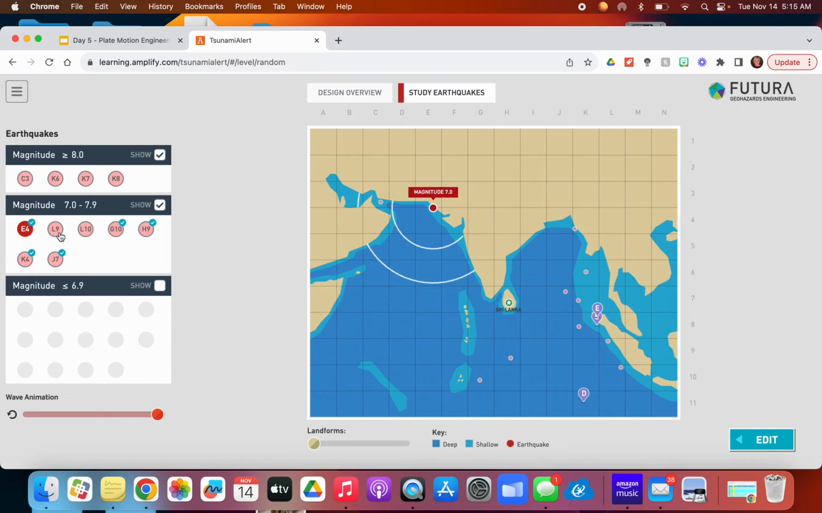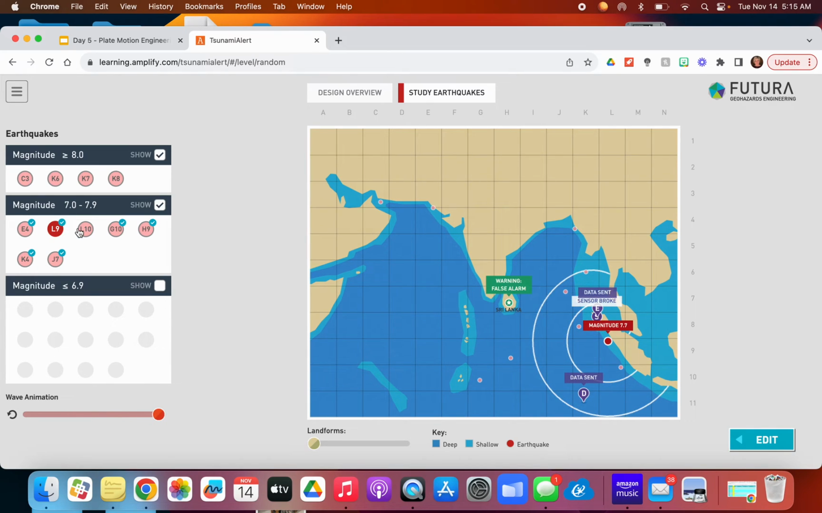Now I'm looking at L9 and L10, and I have a lot of information here. I want to break it down for you. First of all, this is a magnitude 7.7. It did not generate an ocean-wide tsunami. And once it hit, I can use this wave animation over here, and I can back it up, and I can see exactly what happens when that wave touches my shallow sensor and my earthquake.